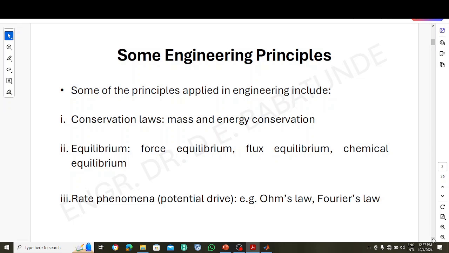Those are laws that you can use to solve a problem. You can apply equilibrium laws to your process. For example, later you'll be seeing something like chemical equilibrium in some of the courses you'll be doing here. Maybe in your physics, you have seen something like force equilibrium. Then we have something like flux equilibrium.